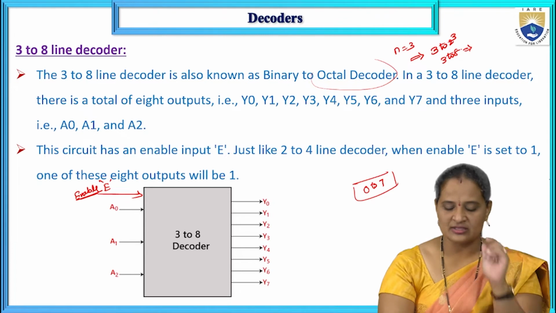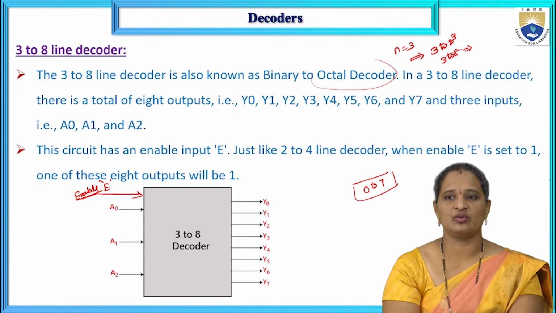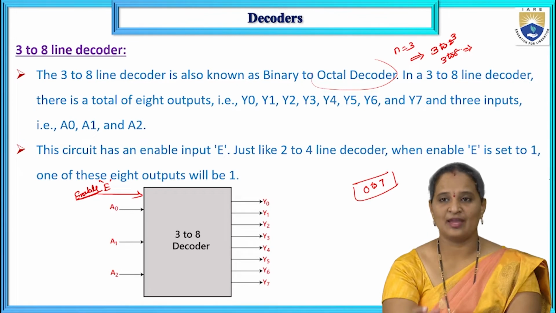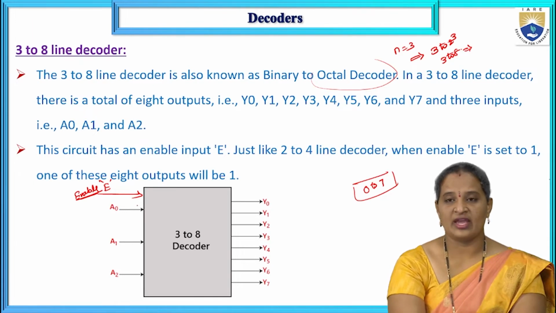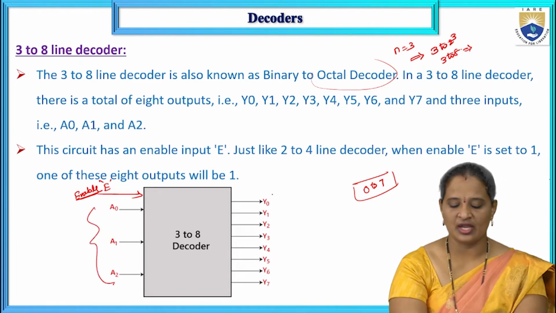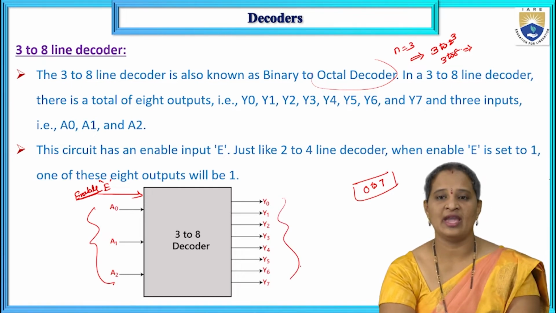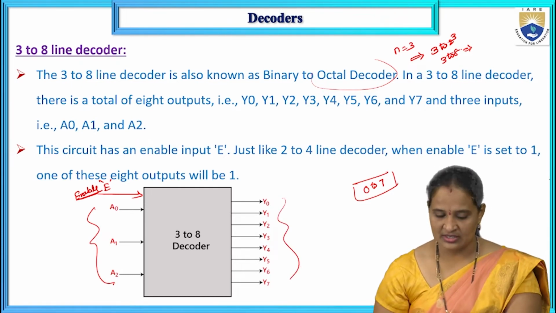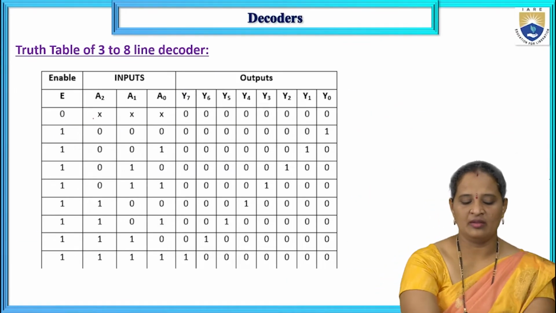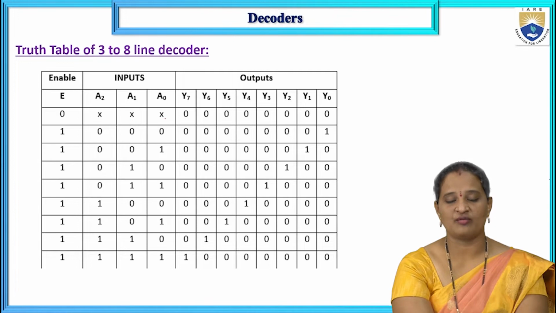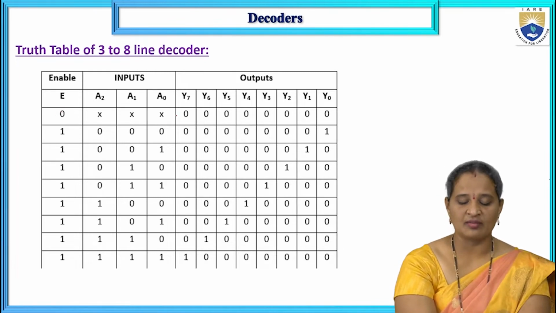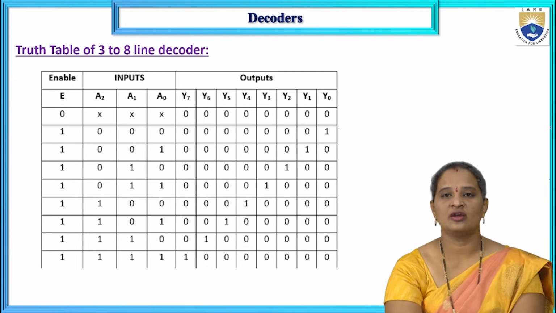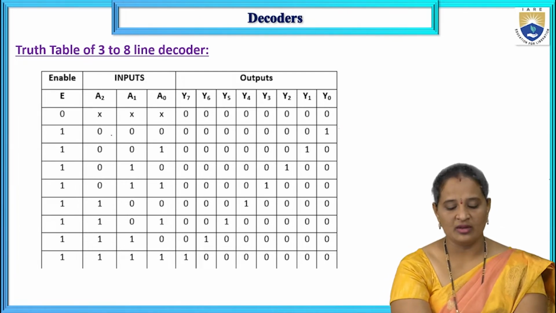Similar to the 2 to 4 decoder, this 3 to 8 decoder performs its operation only when the enable input is high. When the enable input is 1, depending on the input combination, any one of these 8 output lines will be high and the remaining 7 output lines become 0. So this is the truth table. If enable input is 0, irrespective of the inputs, which is the don't care I have used, all the output lines are 0. And when the enable input is 1, depending on the input.